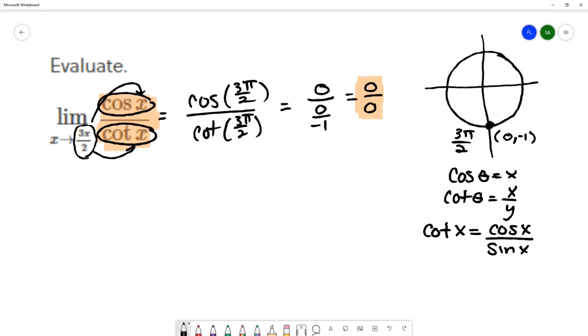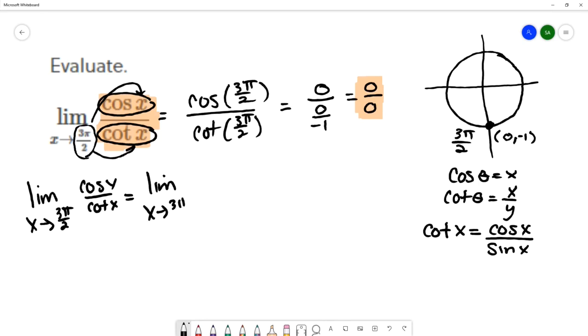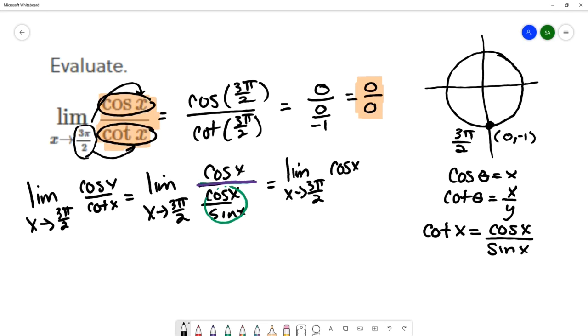So using that trig identity, I'll start with my limit again. The limit as x approaches 3 pi over 2 of cosine x over cotangent x is the limit as x approaches 3 pi over 2 of cosine x over, using that quotient identity in the denominator, cosine x over sine x. So now we've created this complex fraction, a fraction inside of a larger fraction. So I'm going to change this fraction bar to division and write this as the limit as x approaches 3 pi over 2 of cosine x divided by cosine x over sine x.